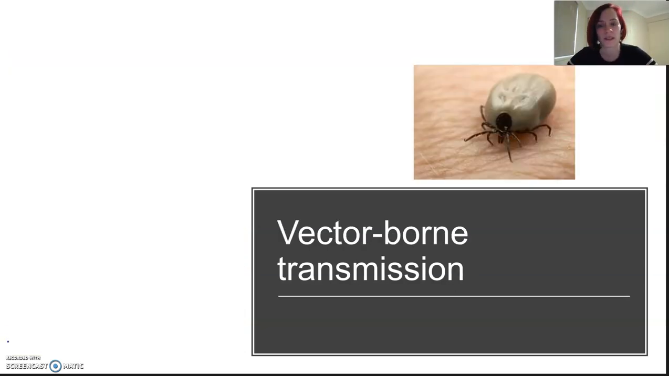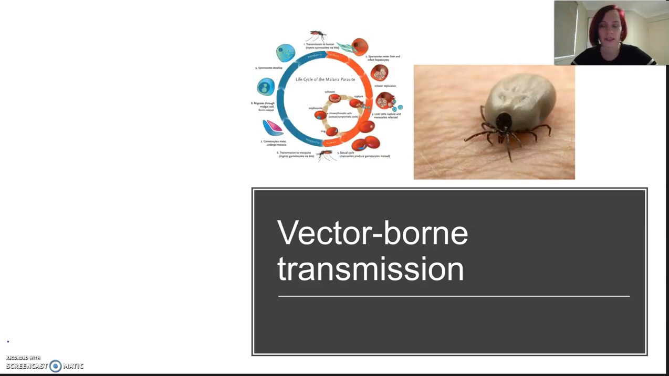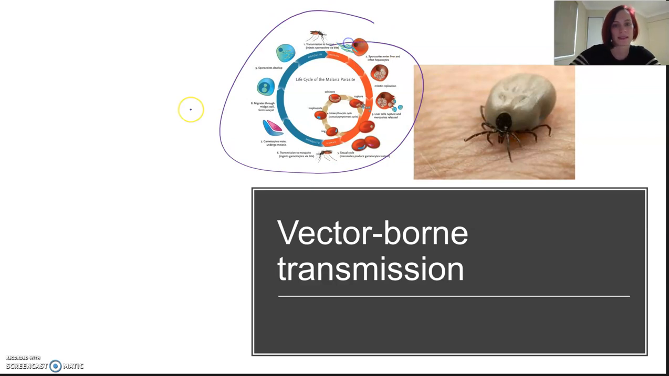Vector-borne transmission. So we're talking animals. Different animals are capable of transmitting these diseases, and we're talking about things like malaria, very, very common. We're talking vectors like fleas, mites, ticks, rats, dogs, flies, and the bubonic plague was spread through fleas on rats.